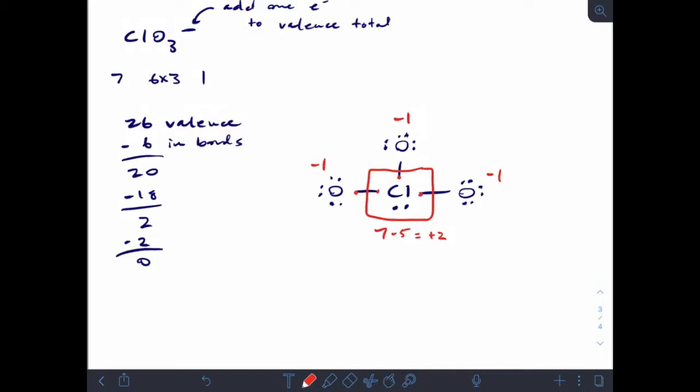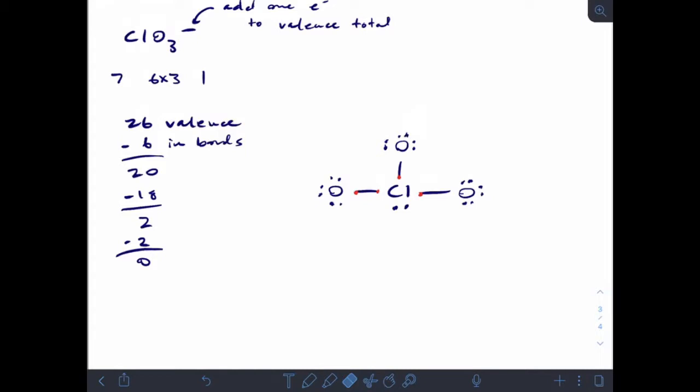But our goal is to get the lowest formal charges possible. Right now my formal charges are -1, -1, -1, +2. It would be better if I could find an arrangement where I have 0, 0, 0, -1. So my goal is to get a lower set of formal charges. So let's see what happens if I make some more bonds.